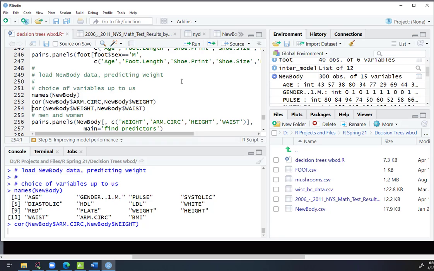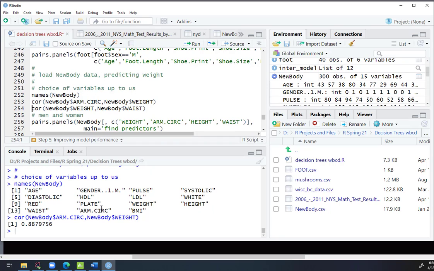And let's see what that looks like. Well, we've got a correlation of 0.89. And that's pretty high, especially when I've got 300 pairs. So it looks like arm circumference would have some real power as far as predicting what a person's weight was.